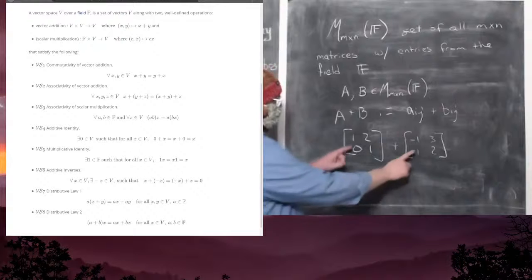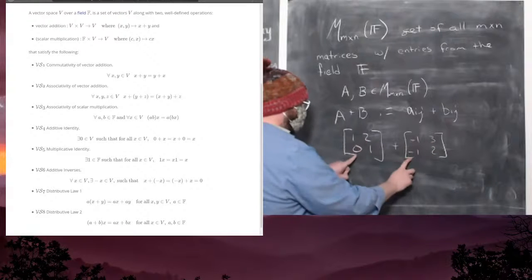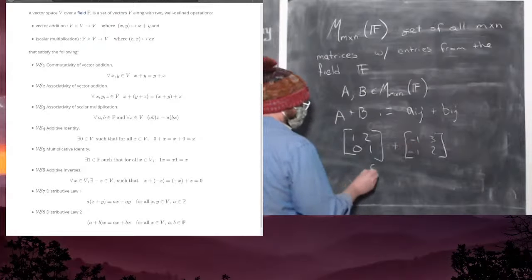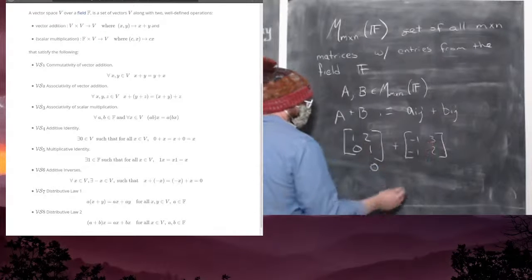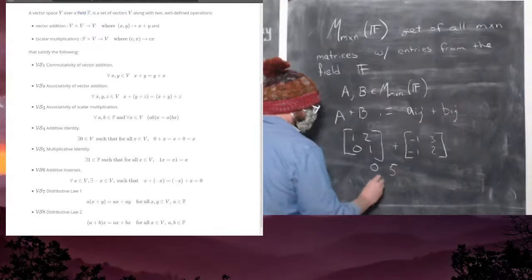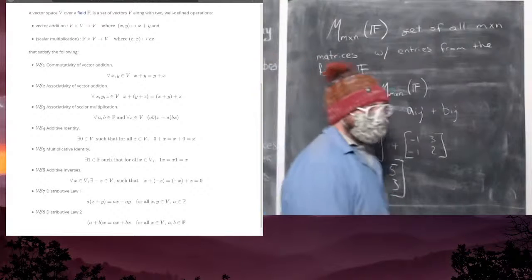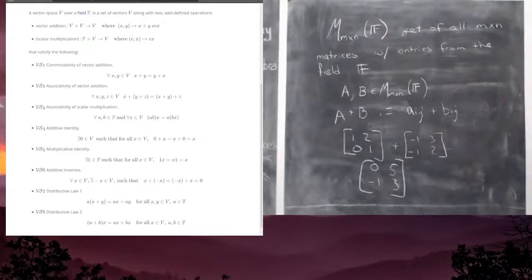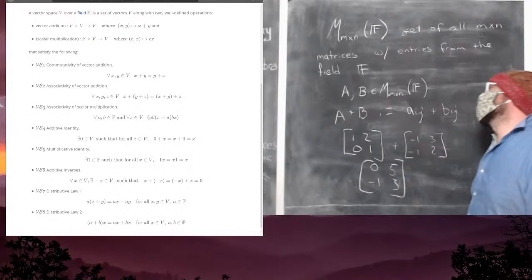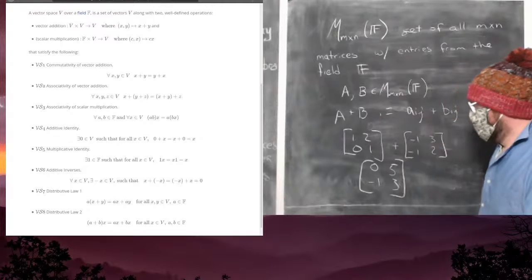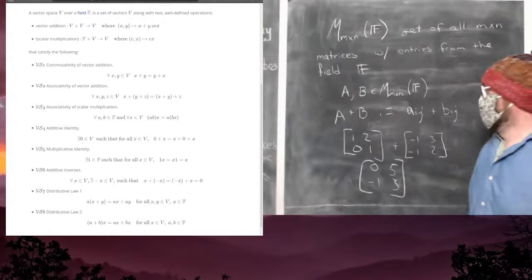Yeah, so we just add components. So 1 minus 1 is a goose egg. 2 plus 3 is 5, minus 1, and 3. And obviously, we could go through all the axioms, but I think you should do that.